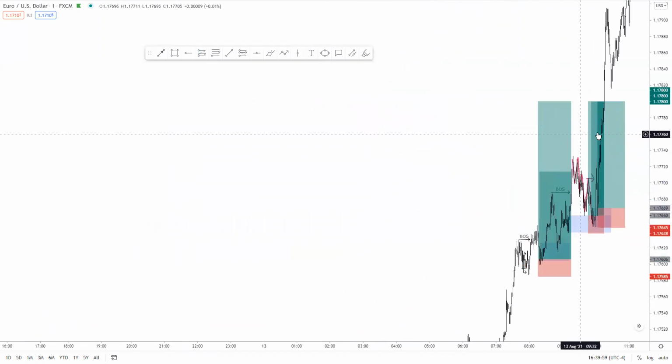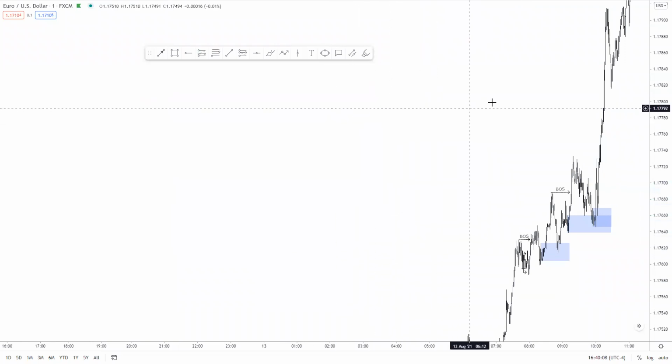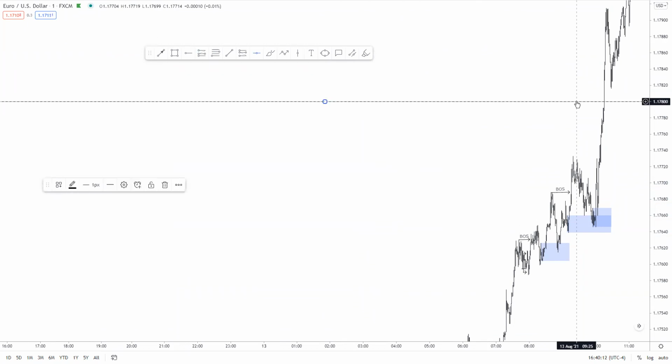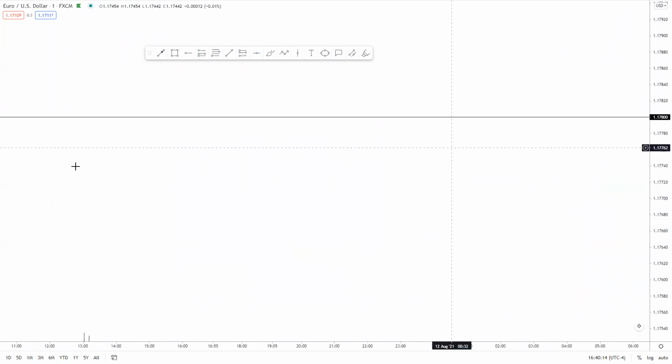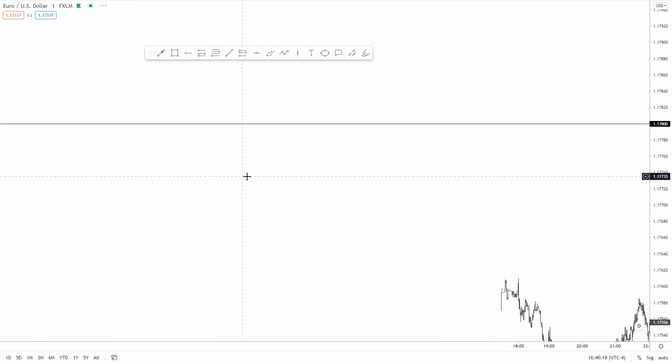And the reason, so demand's in control, so I don't want to be selling, which is why I wasn't looking at selling at all. But 1.178 is an institutional level. If I go back, I don't know if it'll let me on the 1 minute.